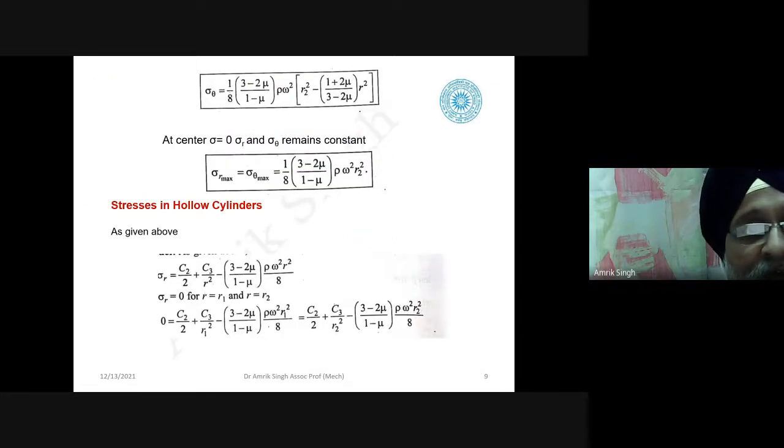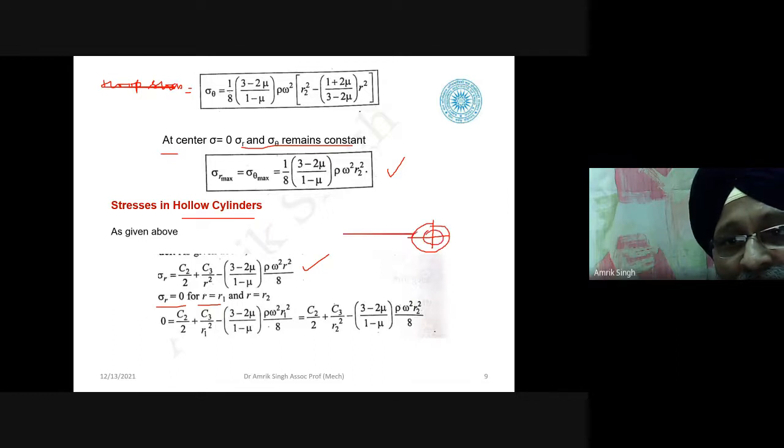Now, similarly, we get the equation for the hoop stress by putting the value of the constant, which we have just calculated. Hoop stress. So at center, sigma z is 0, so this remains constant. So sigma r is equal to sigma max. We'll get this equation.